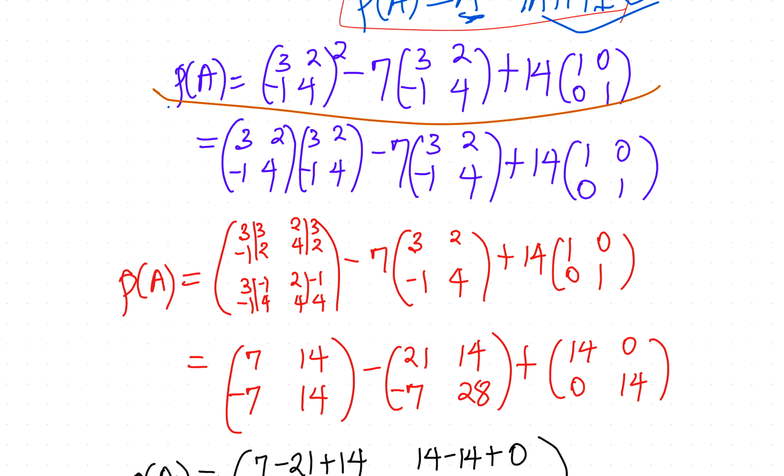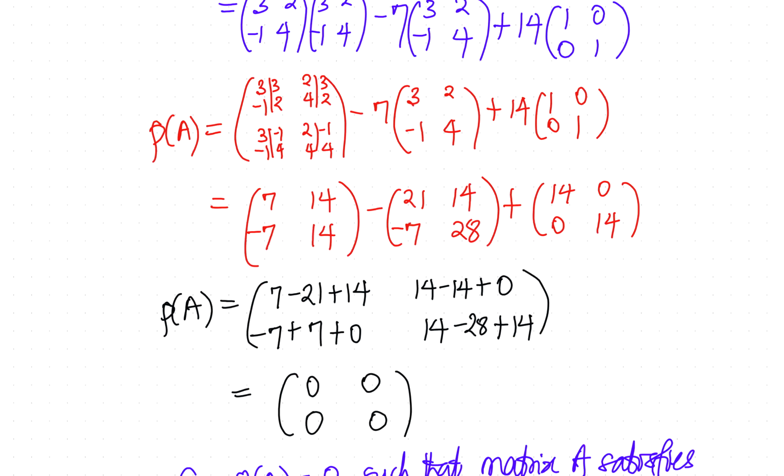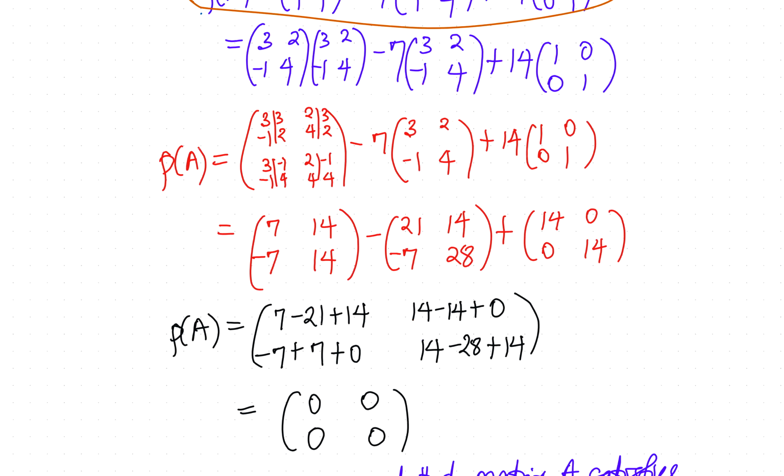And then 7 times A is 7 times 3, 21. 7 times 2, 14. 7 times minus 1, minus 7. 7 times 4, 28. And then 14 into 1, 0, 0, 1 is 14, 0, 0, 14. Okay, so don't forget, we are going to establish that rho of A will give us 0, right? So, of course, since you have all of these things, you can just say this is 7 minus 21 plus 14.